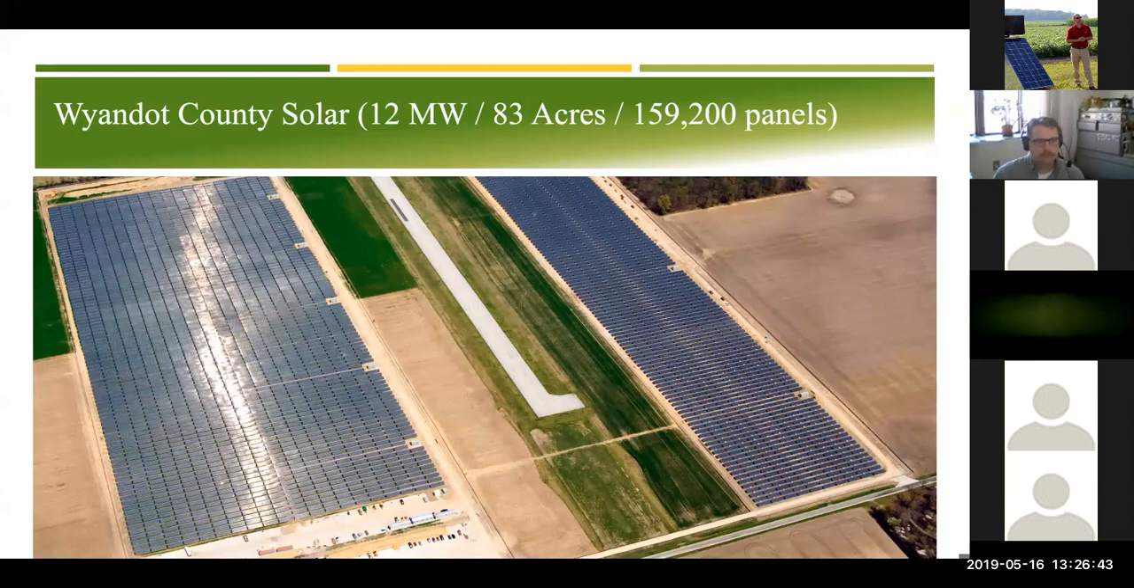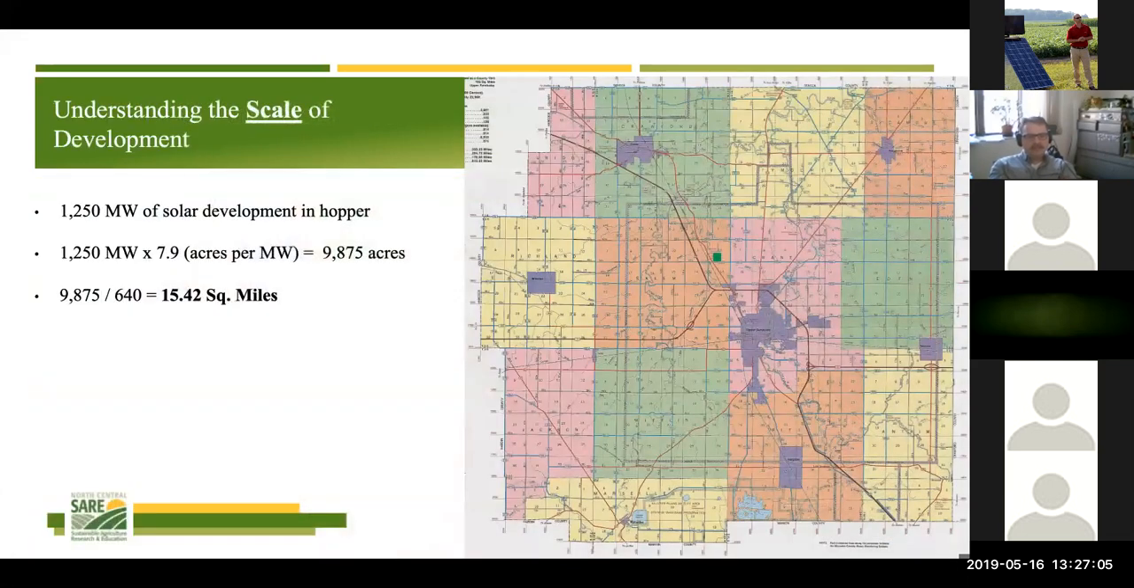To help again put some context to it, this is a picture of a 12 megawatt system. Again, we're currently looking at a combined 9 projects for 1,250 megawatts. This is a 12 megawatt system. This is a picture from an airplane looking down at the runway, and there's an 83 acre site with 159,200 panels. Now, this is a picture of Wyandot County, the county that I'm currently sitting in here in Upper Sandusky. But I want to look at this and put some perspective to it.